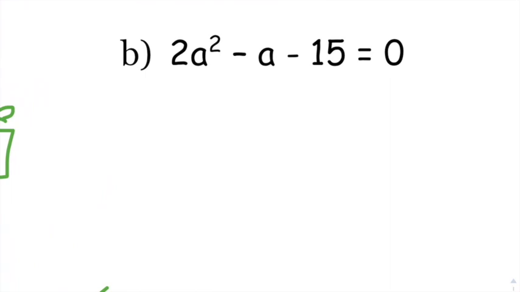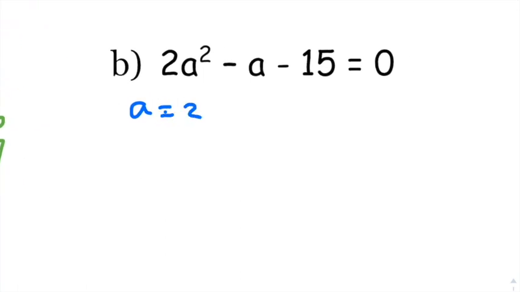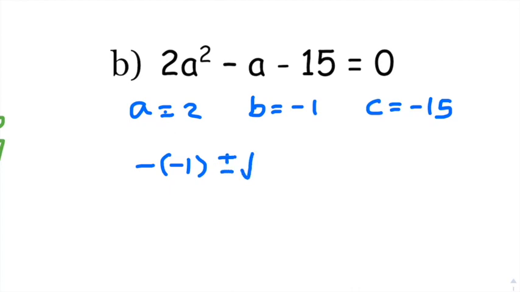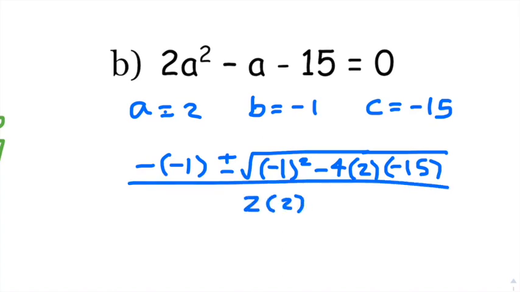All right, for this next one here, we'll say A is 2. It's already set equal to 0, so we get to start right away. B is negative 1, and then C is negative 15. And then we'll go into our quadratic formula. This will be negative 1, which will eventually change to a positive. We'll go negative 1 squared, and then minus 4 times A times C, and then all divided by 2 times A, or 2 times 2 right there.